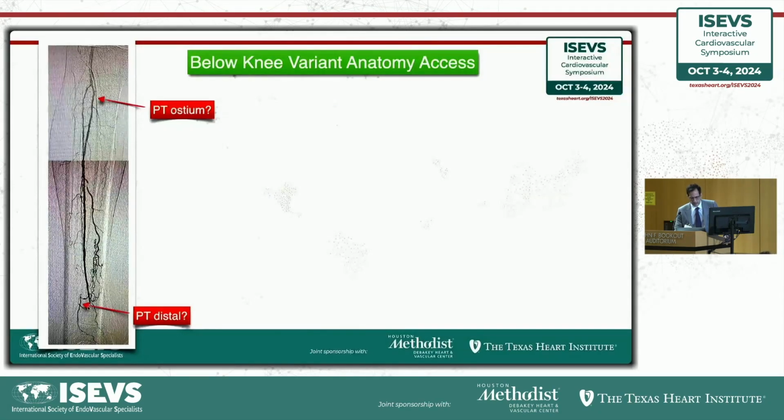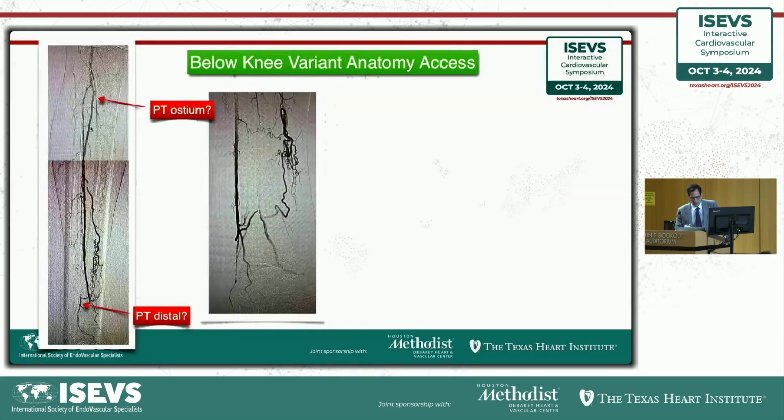I initially tried to recanalize the distal AT unsuccessfully, and then tried to poke at the PT thinking maybe it was there, without success. So I wired the peroneal, and my wire keeps going down, and it seems to be close to what I initially thought was a reconstitution, but that wire seems to be subintimal and playing around with important collaterals to the foot at this point.